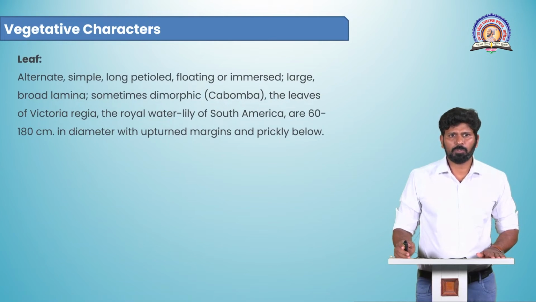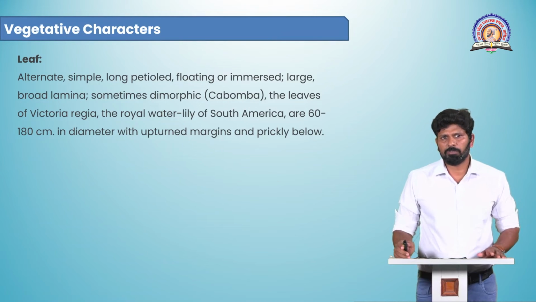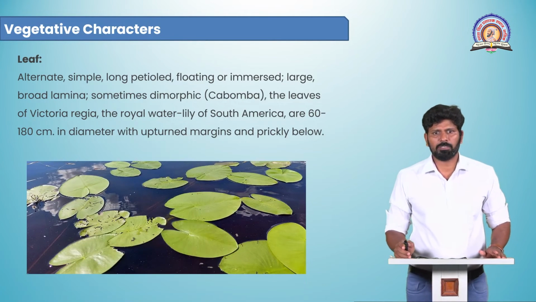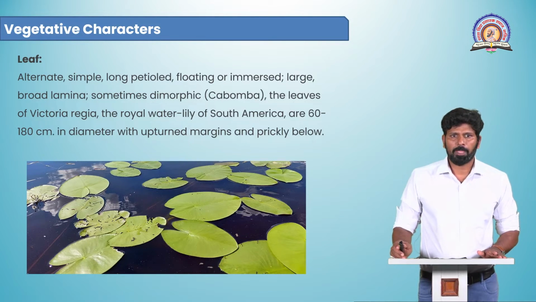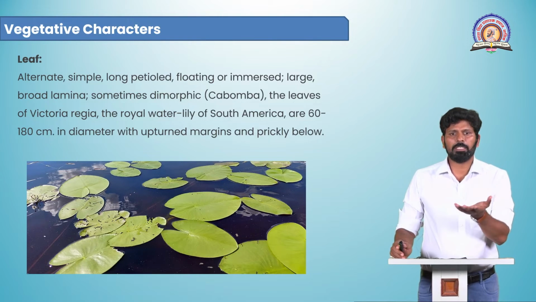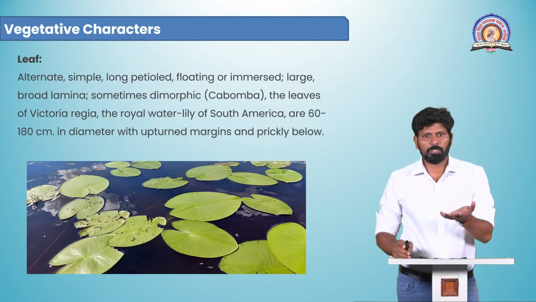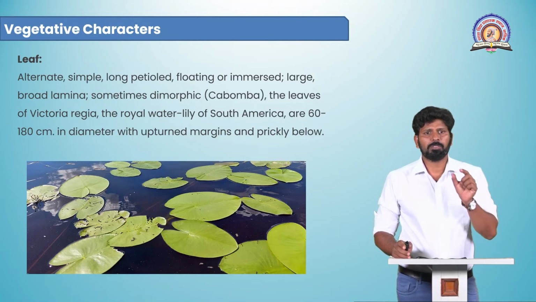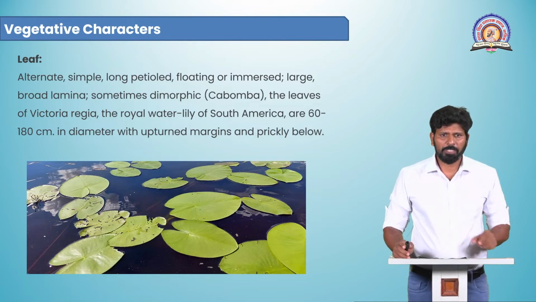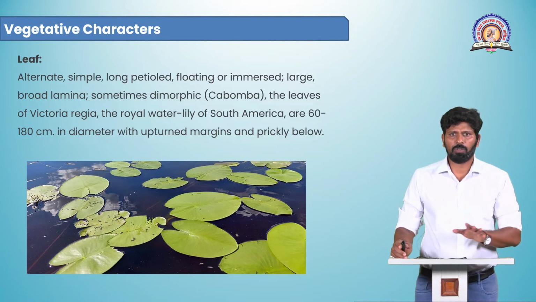Again, leaf. So we have already seen the leaf in diagnostic characteristics. So we can see now also. So the leaf is very large, and again the arrangement is alternate. Leaf is simple and long petioled. So whatever petiole of this leaf, that is very long, because whatever we see on the water, these are the leaves, and stem is rooted in the soil, and the connecting part of stem and the leaf, that is called as petiole. So petiole is very long and it is floating or immersed.